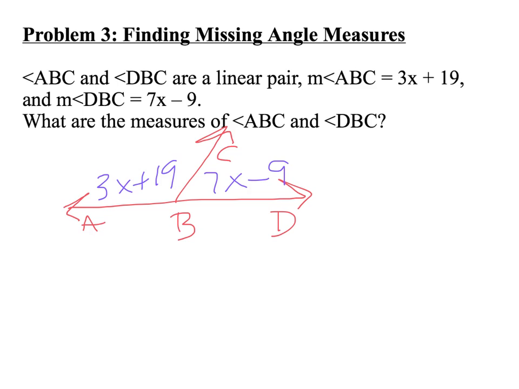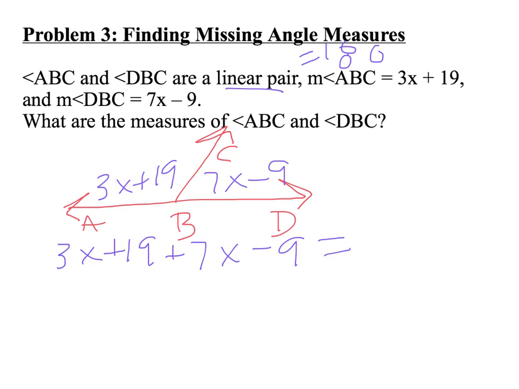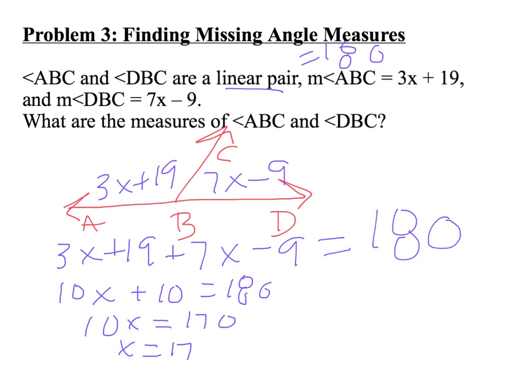Well, since I know that's a linear pair, I know that's equal to 180. Small, small, big. Remember, small plus small equals big. So then I can write up the equation 3x plus 19, that's one small, plus 7x minus 9, that's my second small angle, is equal to 180 degrees, because that's my large angle. So right now you should pause that and solve for x.